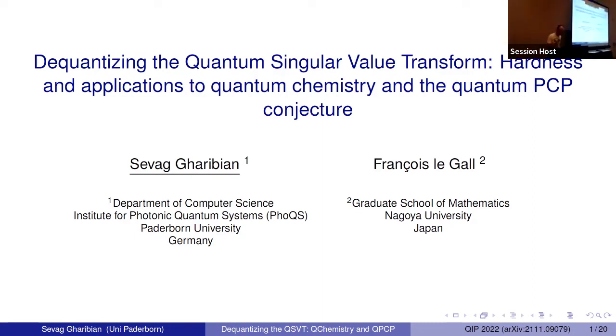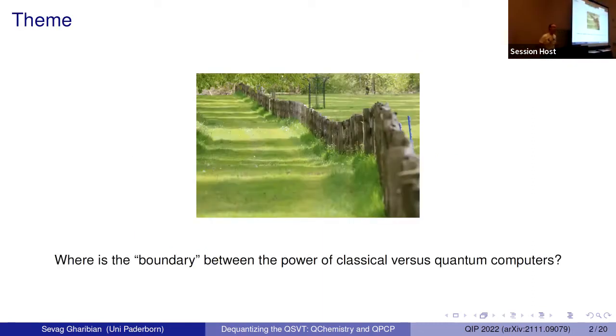So let's begin. What is the theme of this work? The theme of this work is this very natural question, which we've actually heard about quite a bit today, which is, where is the boundary between the power of classical versus quantum computation? It's one of the most natural questions in our field. It's, of course, a really broad question and a very loaded question. So we need to sharpen that question for this talk.